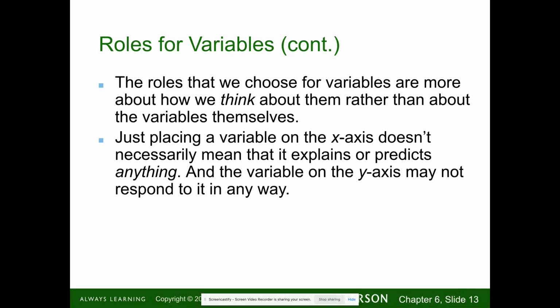The roles that we choose for the variables are more about how we think about them rather than about the variables themselves, the parameters that we're measuring, right? Just placing a variable on the x-axis doesn't necessarily mean that it explains or predicts anything. The variable on the y-axis may not respond to any of it anyways. So our goal is to collect data and see if there's some sort of connection or association between two parameters, right? Height, weight, age, income, right? Stuff like that.